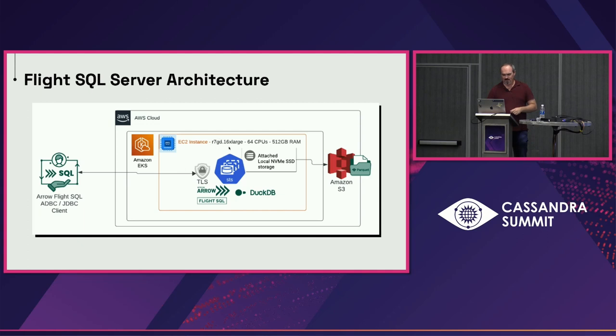So we're using R7GD 16 extra large, which has 64 CPUs and 512 gigs of RAM. So it's a pretty beefy server and actually gives you really good performance that's comparable to things like Snowflake and Databricks SQL with terabyte and below workloads. So you can't go too big with this.